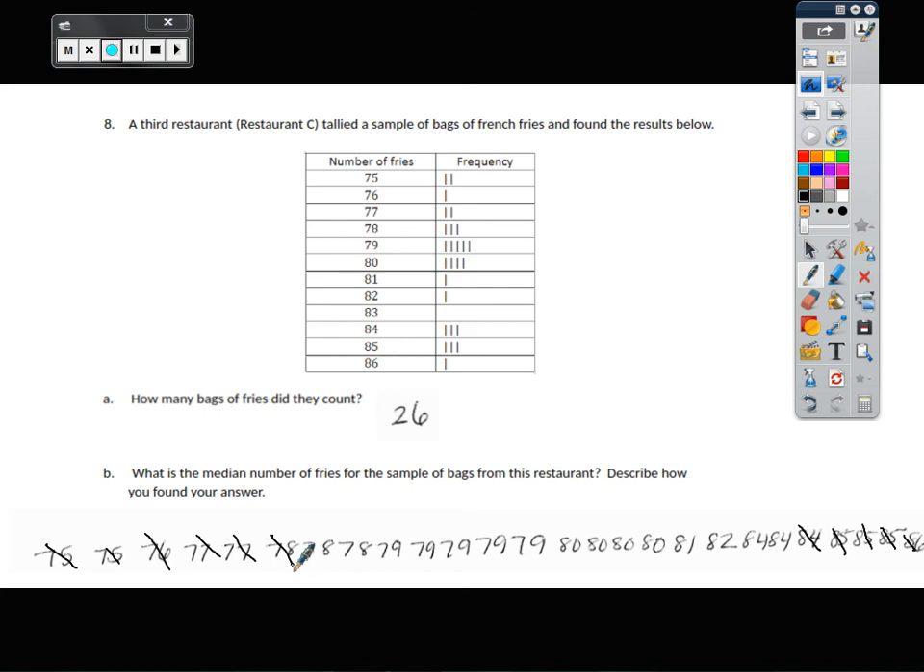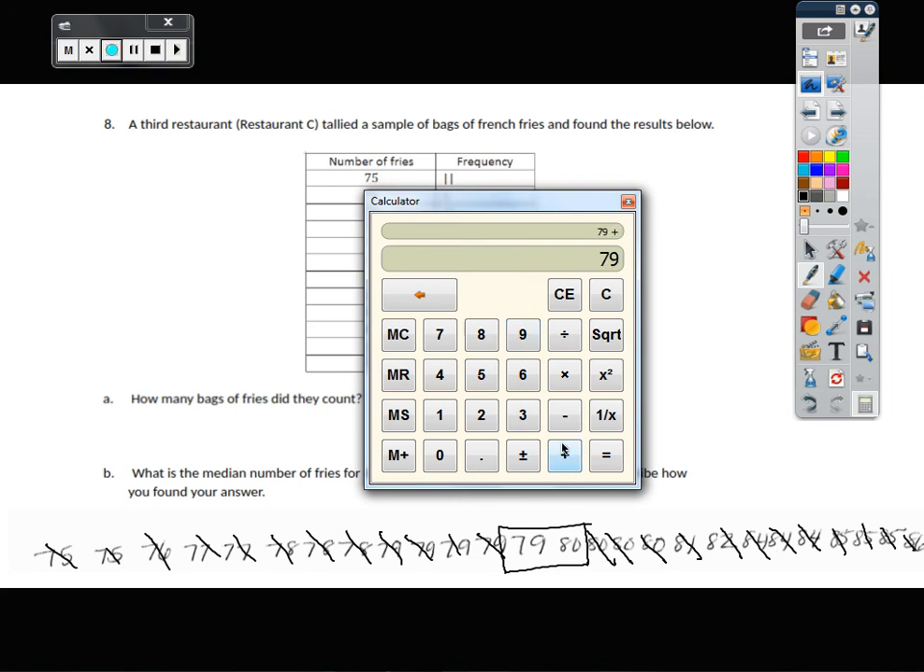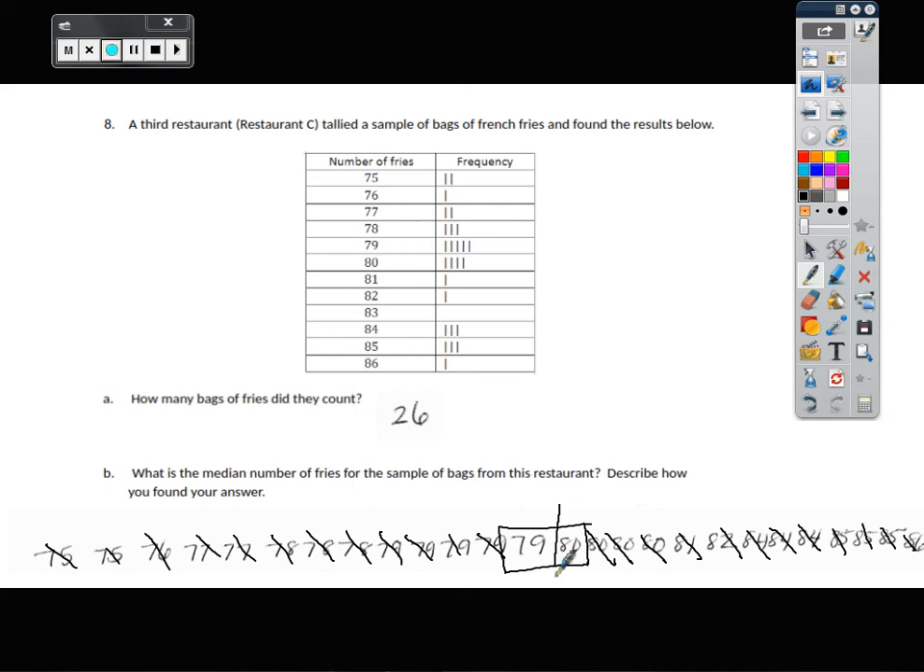If you do it correctly, now there's 26, so that's an even number. That means I'm going to get 2 middles. So I know what to do. I have to add them together and divide by 2. These are my 2 middles. 79 plus 80 is 159. Divided by 2 is 79.5. And if my median is not one of the data points, I always draw a line in between them and then cross these 2 out.